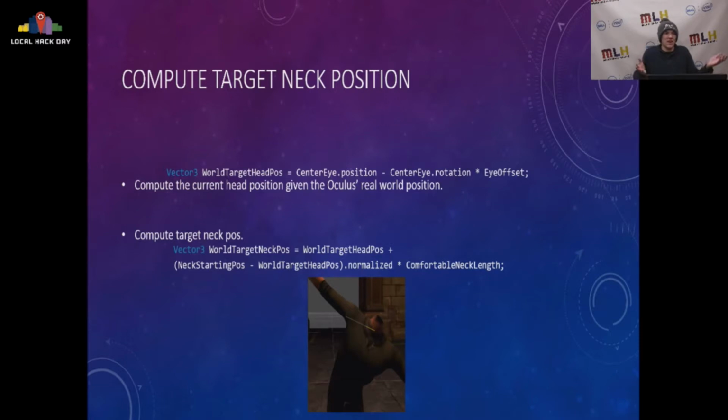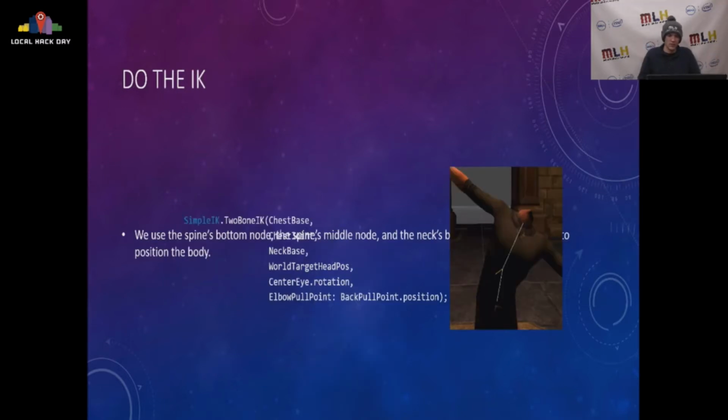So if we just say the neck is supposedly a straight line, which it won't be, but for the sake of simpleness, call it a straight line towards where our neck's resting position is by the length of the comfortable neck, then we have to move the rest of the body to match up with that value. So that's what we compute the world target neck position to do. And then we take all that information and slam it into our two-bone IK, which it seems the slide has messed up on me, but hopefully you can see the code there.